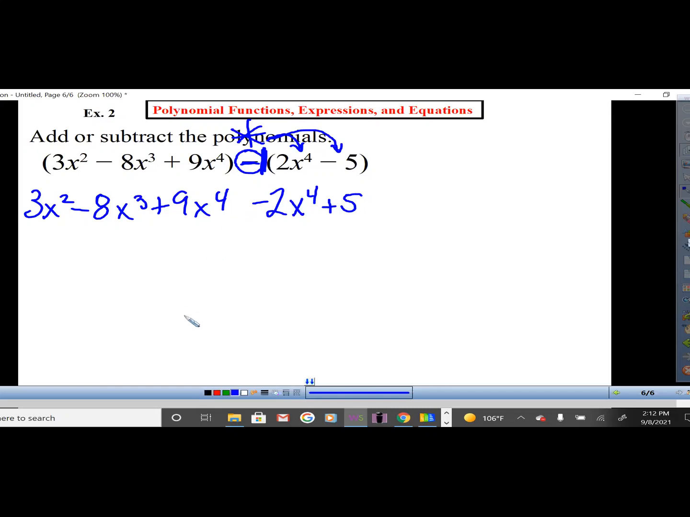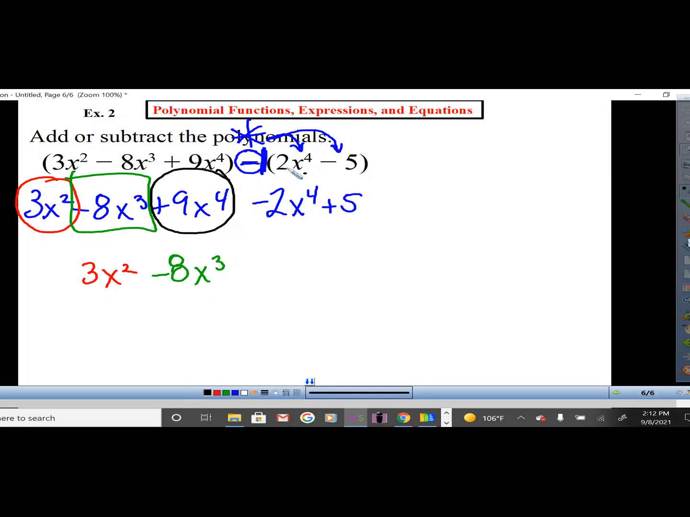At this point, we can combine like terms. Let's do that. 3x squared: is there another x squared? No. Let me bring this down, 3x squared. Next, we have negative 8x cubed. Is there another x cubed? No. Bring this down, negative 8x cubed. From there, we got 9x to the fourth and negative 2x to the fourth, and that gives us positive 7x to the fourth. And last but not least, we have our constant, which is plus 5.